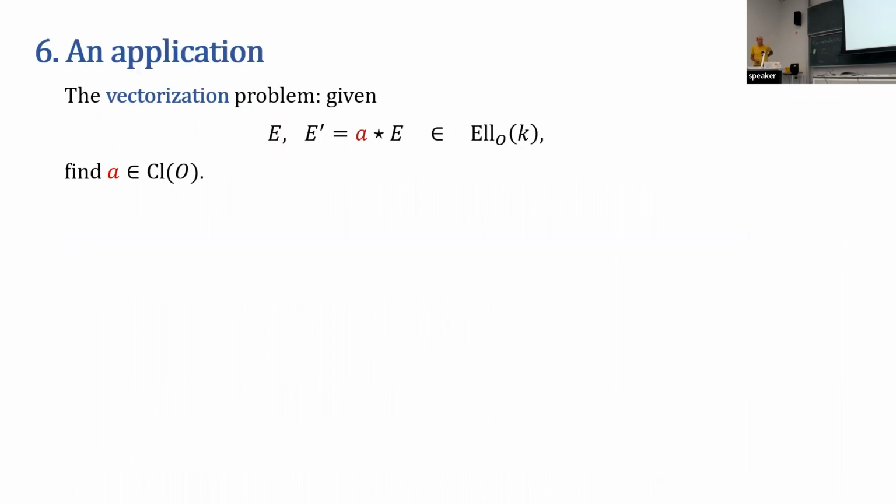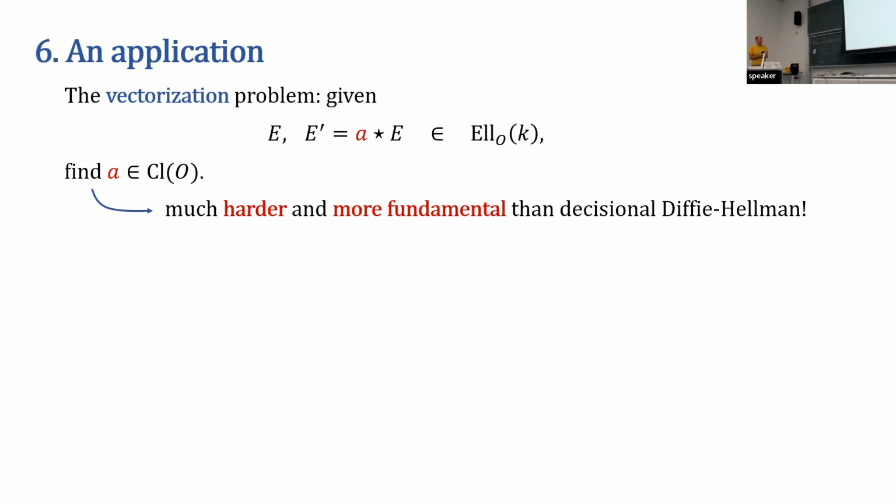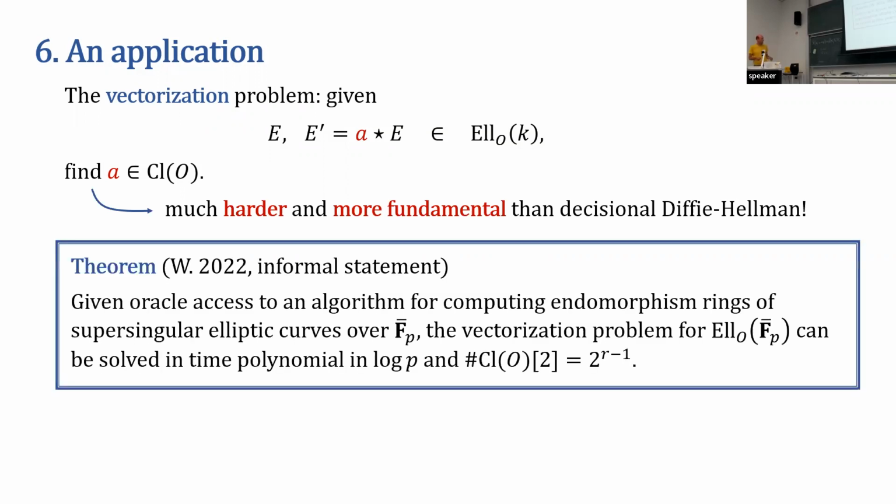Okay, so to conclude, I want to show an application. So here's another problem. Besides the decisional Diffie-Hellman problem, you can ask for something much stronger of an attacker. Namely, an attacker sees E and E prime, and E prime is obtained from E by acting with A. And so the attacker's task is to find A itself. That's of course much stronger. So this is the vectorization problem, and if this gets broken, then we are really in trouble. For the decisional problem you can take countermeasures, but here we will really be in trouble.